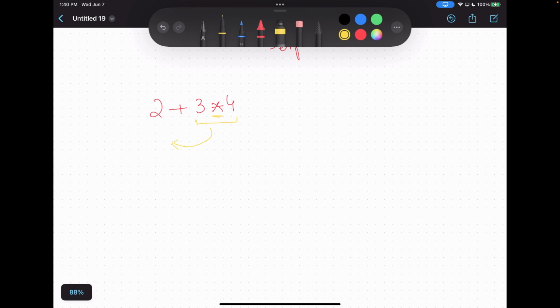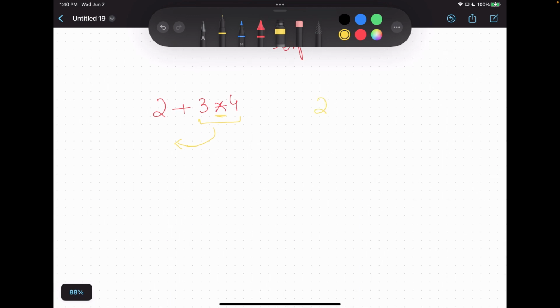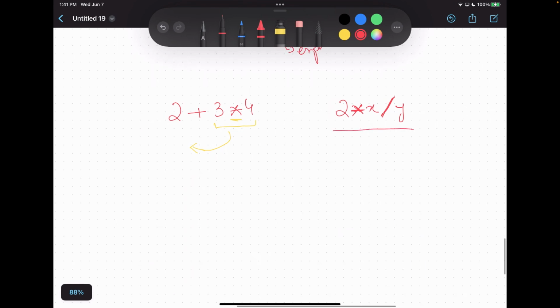Now, if you take another example, let me change the color of this one. Let's say 2 times x divided by y. Here in this example, multiplication and division both have the same precedence, which means that in such a scenario, the expression is evaluated from left to right.